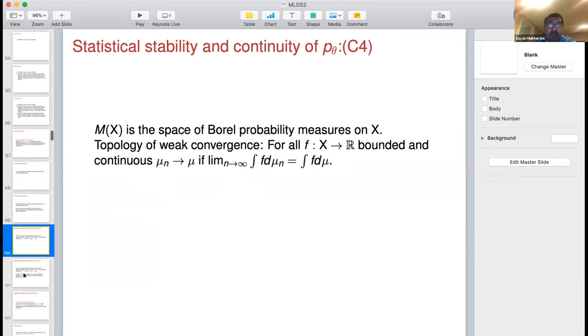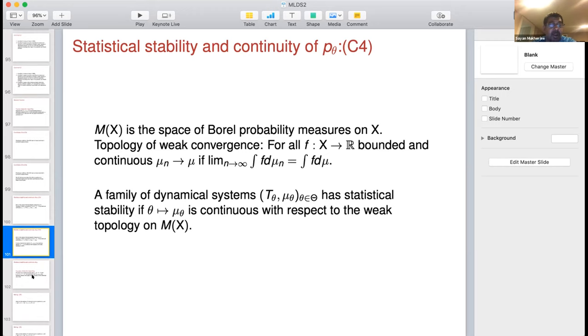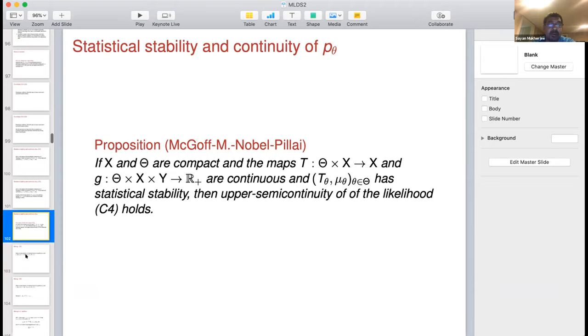A family of dynamical systems has statistical stability if the map from theta to the invariant measure is continuous with respect to this weak topology. This is what we mean by statistical stability, and this is basically what we need for the lower semi-continuous property. If X and theta are compact, and the maps T from theta cross X to X and the observation sequence are continuous, then our dynamical system has statistical stability and the upper semi-continuity of the likelihood holds at C4.